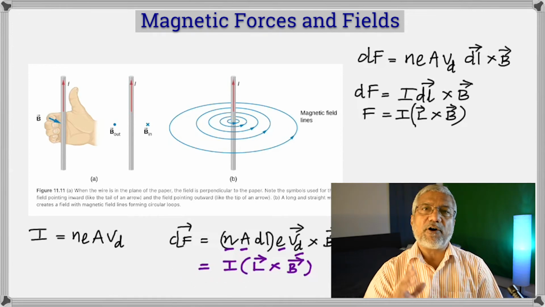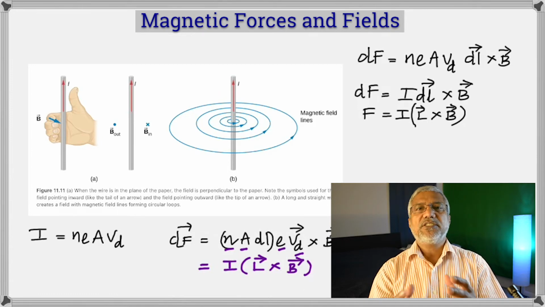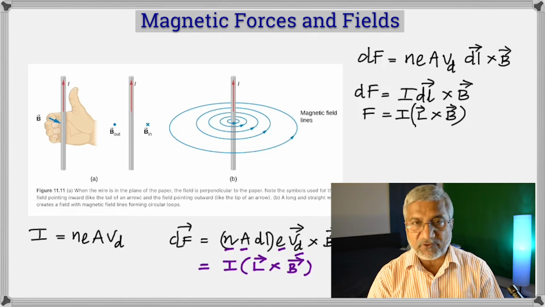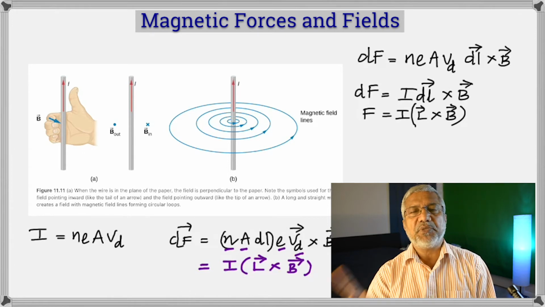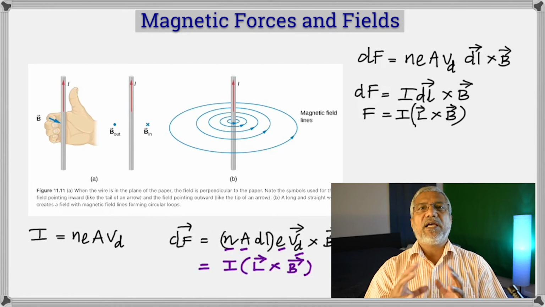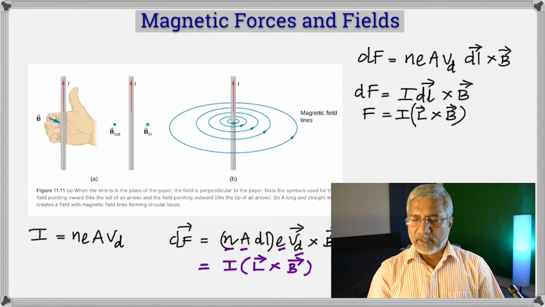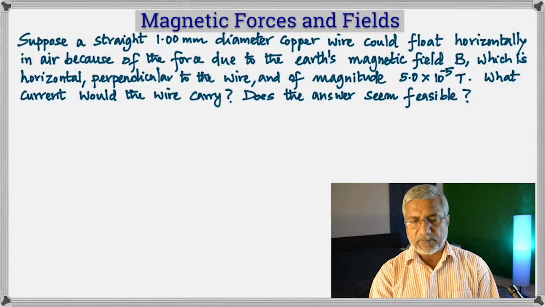So that's the formula for force acting on a current carrying conductor situated in a magnetic field. What's the formula? The force is I L cross B. It looks like the previous one, but there's a difference. I L cross B. And to illustrate that, here is a question.